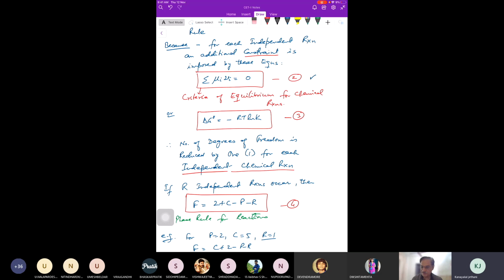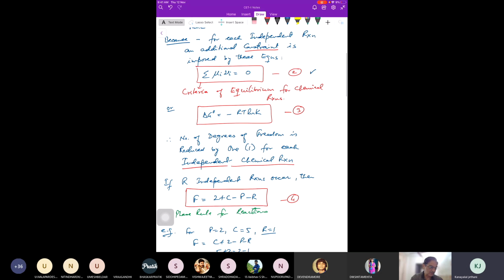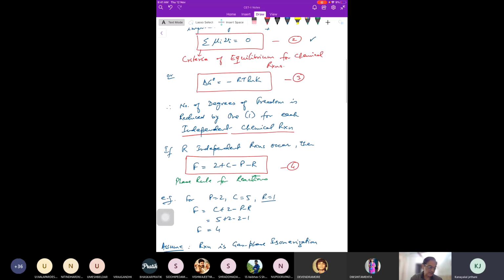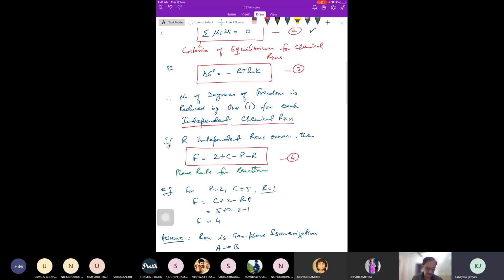Because now we are talking about reaction, so we need to have the constraint for chemical reaction, which is reducing one, because this equation delta G is equal to minus RT ln K is for each reaction. So if there are reactions, then there are independent equations linking that chemical reaction. So what we can do is you can write F is equal to 2 plus C minus P, जो पहले वाला था, minus R, because now we get R additional equations for the chemical reaction.